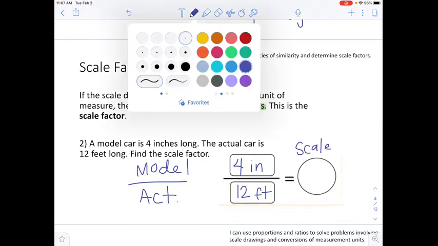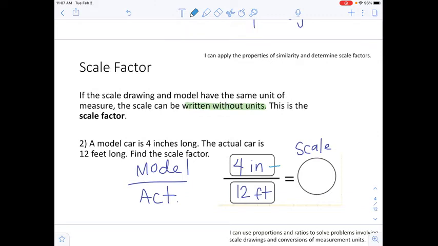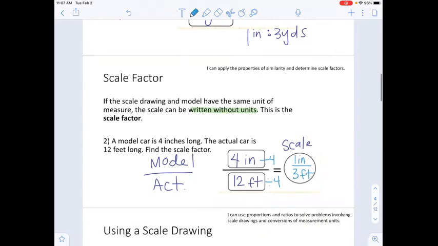So to find the scale, we need a 1 on the numerator. So I'm going to divide both of these by 4. And we're left with 1 inch over 3 feet. So for every 1 inch on the model, that's equivalent to 3 feet in real life.